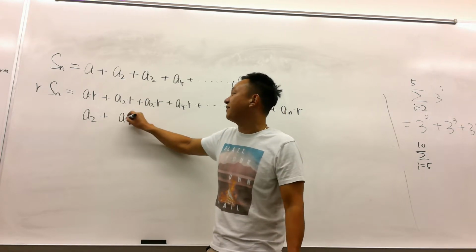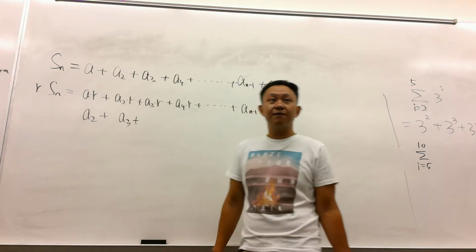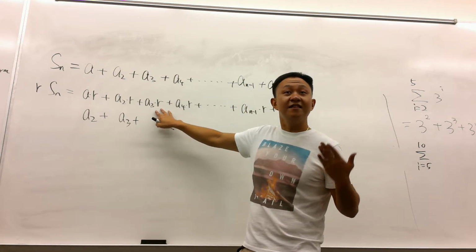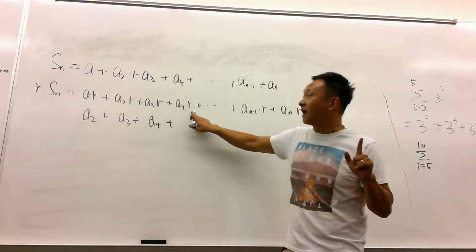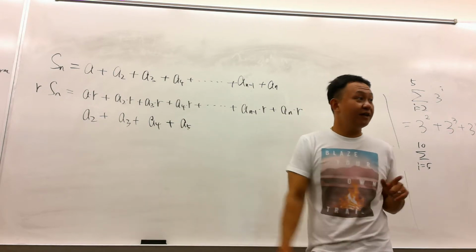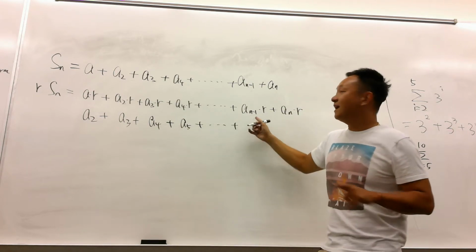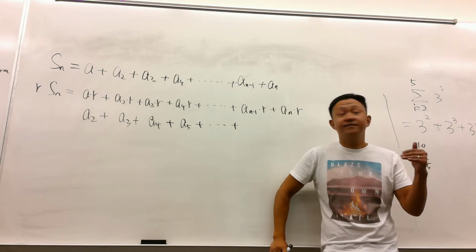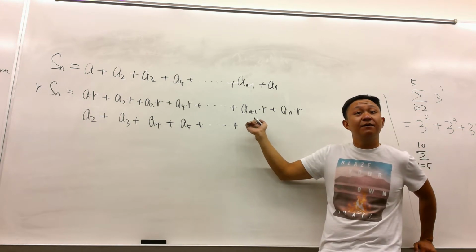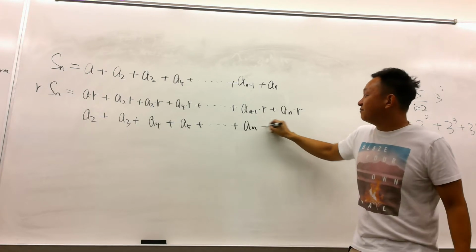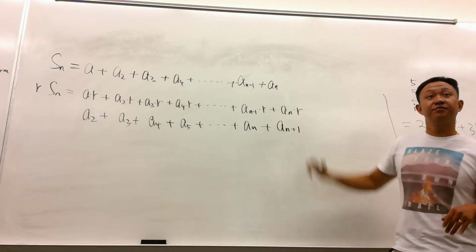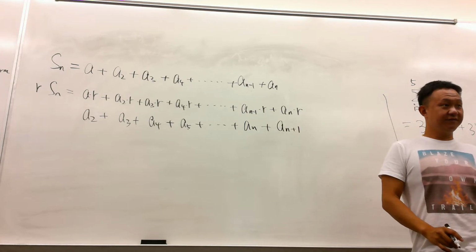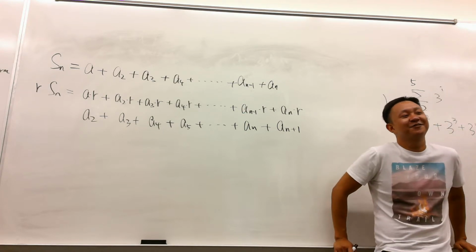Easy peasy, right? And then A3, the third term, times R gives you the next term, which is A sub 4. And A sub 4 times R gives you A sub 5, and so on, until the n minus 1th term times R gives you A sub n. And then this A n times R gives you A sub n plus 1. Is it a derivative? No, it's not a derivative.